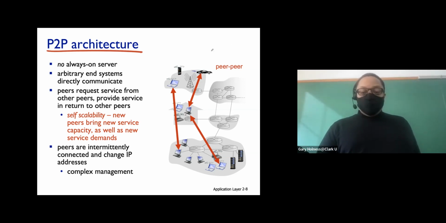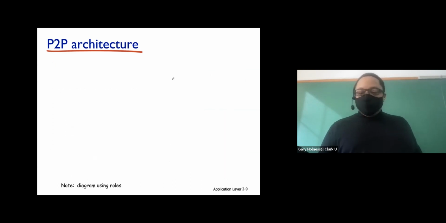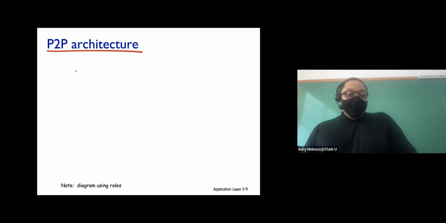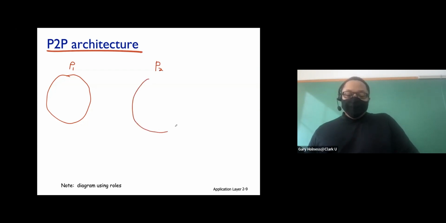So let's go to the next slide, and hopefully this doesn't go horrifically wrong. Let's define peer number one. We'll do red this time. And I'll just draw a circle representing the first peer. And then let's define peer number two, P2. And let's also draw this as a big circle.